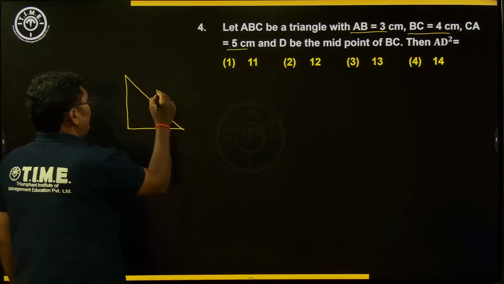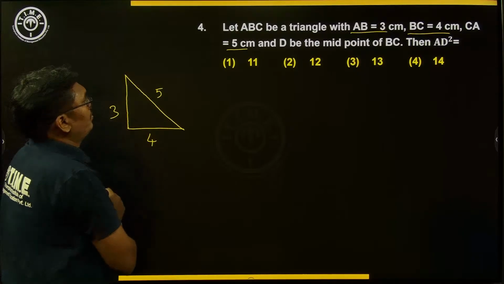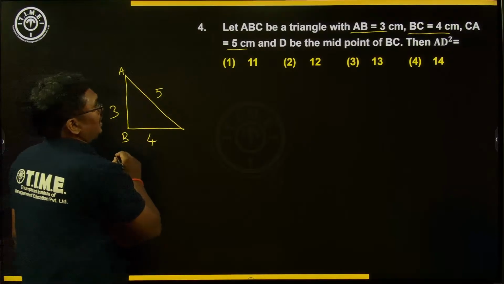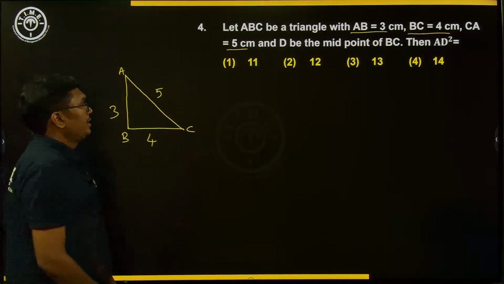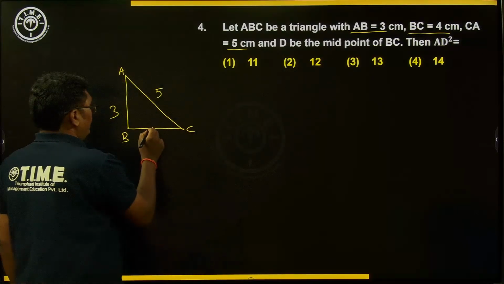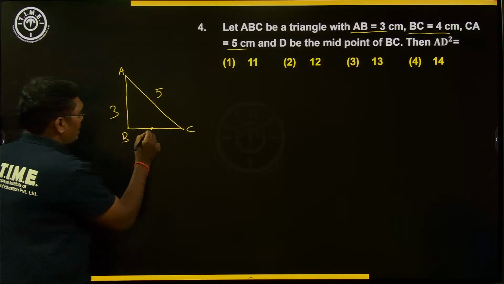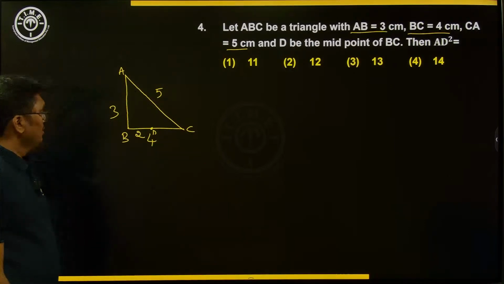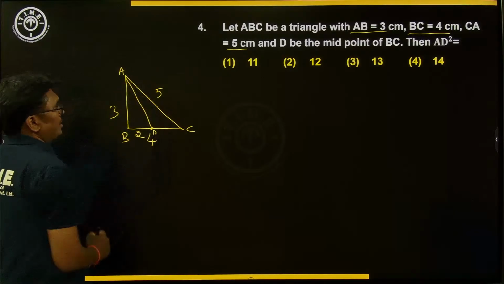So this is 5, this is 4, and this is 3. So AB is 3, BC is 4, and AC is 5. Okay, next, DB the midpoint of BC. So midpoint of BC, total is 4, midpoint means it is half of it. This is D, that means what? BD is 2, right? So we have to find AD square.